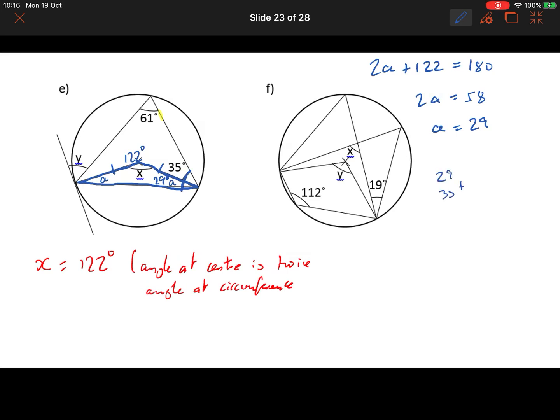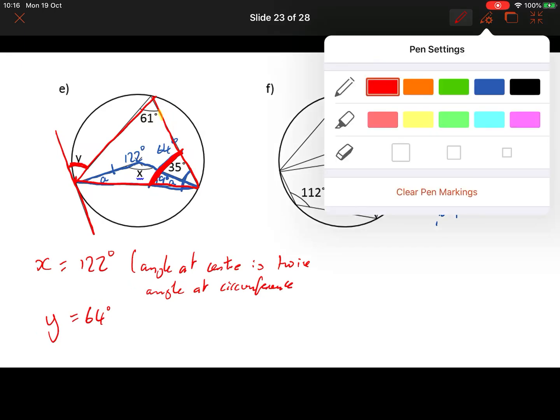That means this entire angle is 29 plus 35, which is 64. So this angle here is 64, which means that y is also 64 degrees, because we've got alternate segment theory coming into play here. Here is a triangle meeting the circumference and the tangent are all at the same point. Okay, so that angle is the same as that angle.